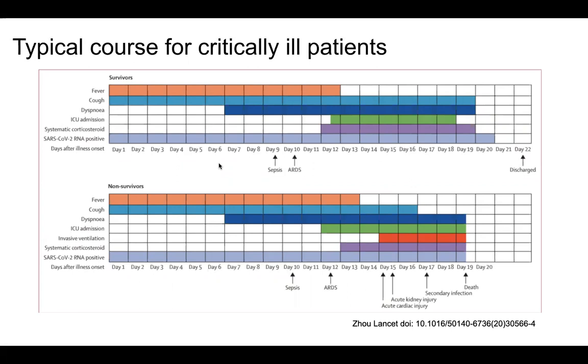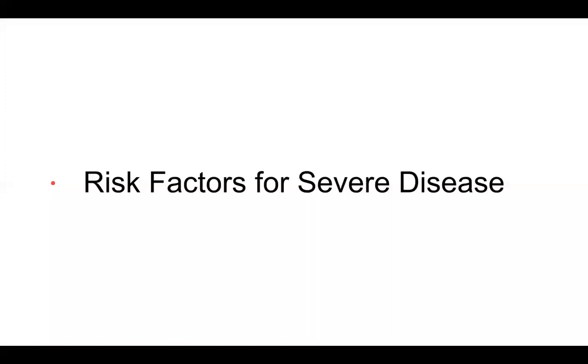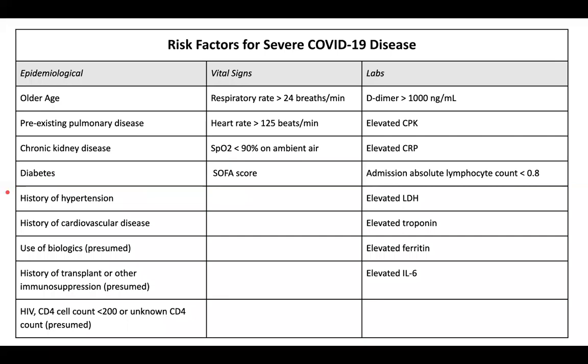So we're just going to touch on what's known about the risk factors for severe disease. Next slide. So this is a graph that we compiled from many of the major cohort studies that have been reported. What we tried to do was look at features that are associated with severe disease in multiple studies. So many of the epidemiological features are things that we've talked about, from age to pulmonary disease, hypertension, cardiovascular disease. Some of the things at the bottom of the slide, so biologics, transplant, immunosuppression, and HIV are presumed, although there's just not enough known about it at this point, and it hasn't been reported widely yet.